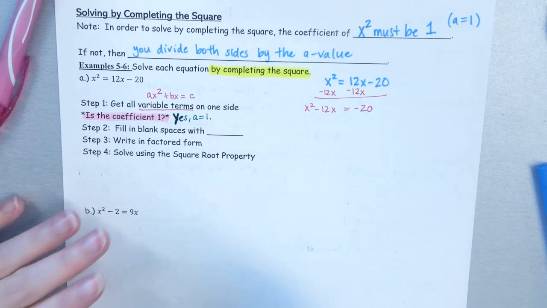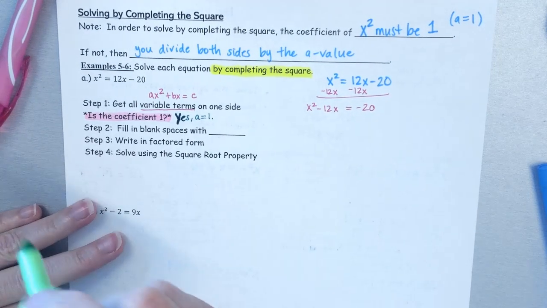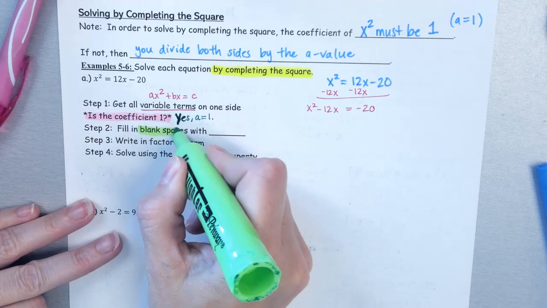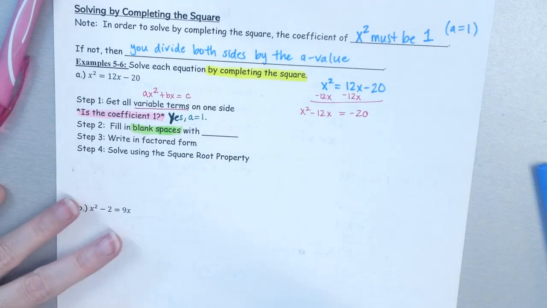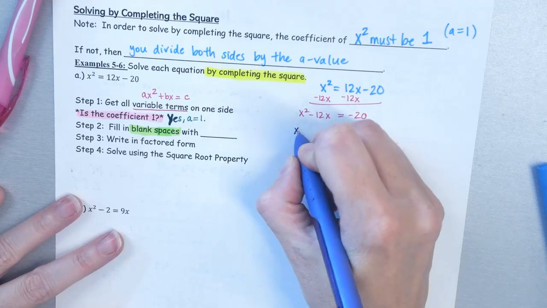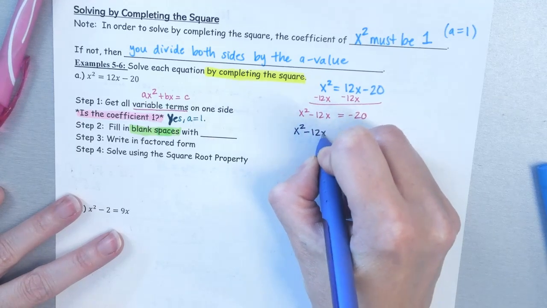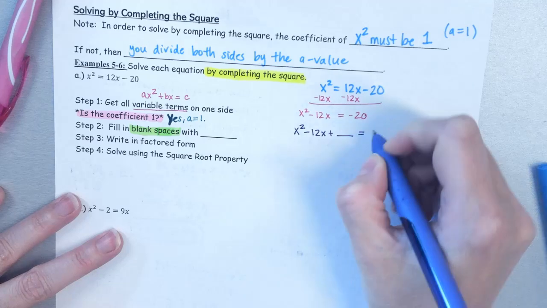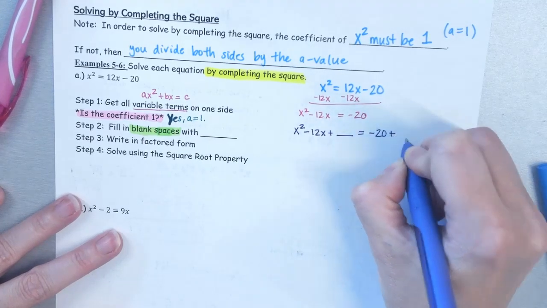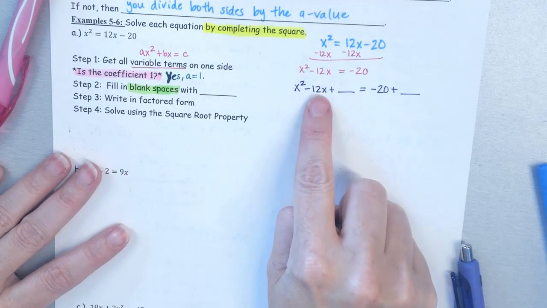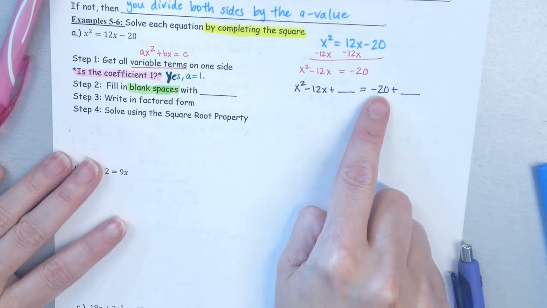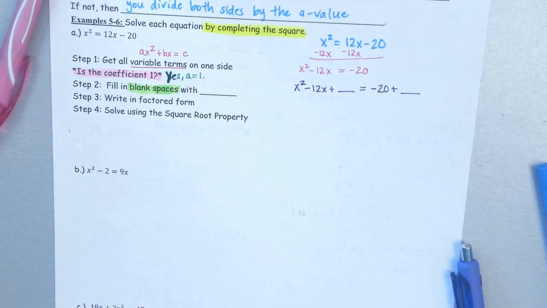Now, the next thing says fill in the blank spaces with, but you have to put in your blank spaces. So when you were learning how to solve equations, your teachers probably always said to you, oh, whatever you do to one side, you have to do to the other. So we are going to put in a blank space on the left side of the equation and the right side. Okay, so we have x squared minus 12x plus blank equals negative 20 plus blank.